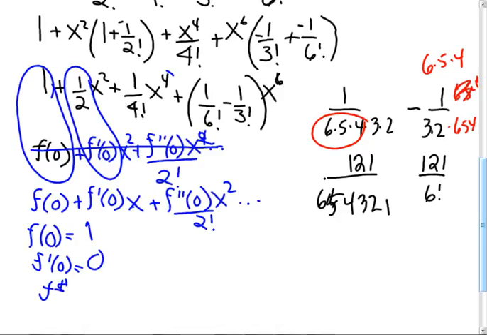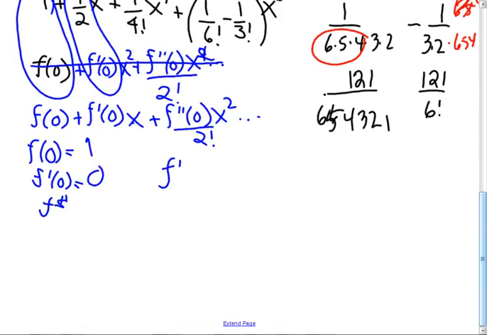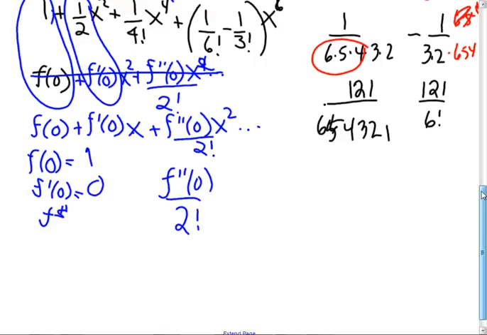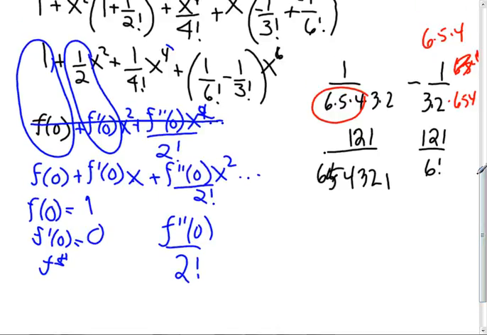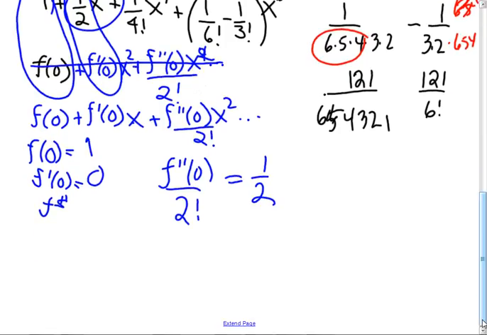Now, I'm going to move my board here. f double prime of 0 over 2 factorial is the coefficient of the squared term. What's the coefficient of the squared term? 1/2. Solving that equation, what's f double prime of 0? It's 1. That means my function is concave up. If it had been 0, I would know nothing. Concave up, so therefore it is a minimum. So yes, there's an extreme value at 0.